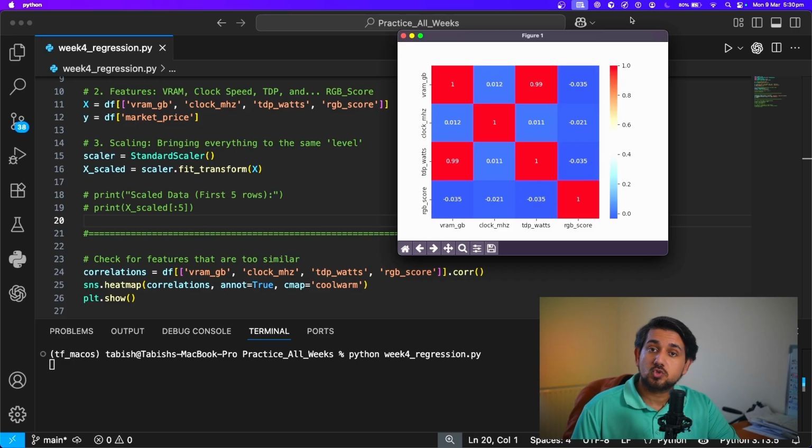By spotting these twins early, we can drop the redundant spec, keep the unique ones, and ensure our price detector is both stable and sharp. Now, the marketing fluff filter, Lasso regularization. This is the magic that saves you money by identifying useless features. Let's see the code.